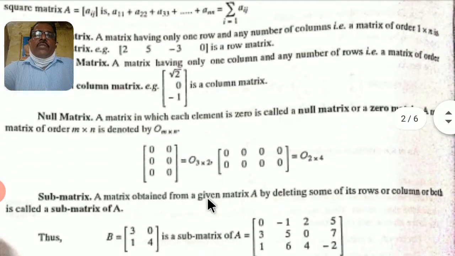Next comes the null matrix. A null matrix is a matrix in which each element is 0. Then it is called a null matrix or zero matrix. A zero matrix is always denoted like this, where each element is 0. Every element is 0, then it is called a zero matrix or a null matrix.